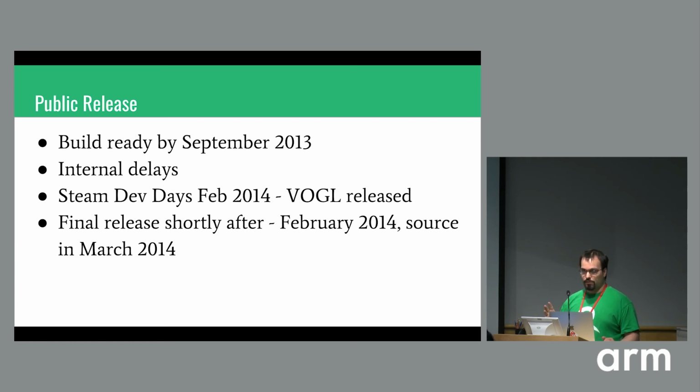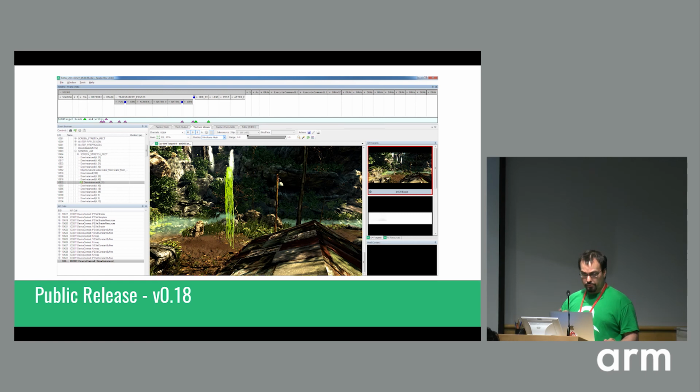But fortunately, Valve had this event called the Steam Dev Days in February of 2014, and they released their OpenGL debugger, Vulkan. And this was the kick in the pants that was needed to get the process rolling, and so later that month, RenderDoc did get released to the public. It was initially only a binary release, but about a month later, after legal hurdles had been completed, we were able to release the source code in March. So this was the first public release, and this is version 0.18.